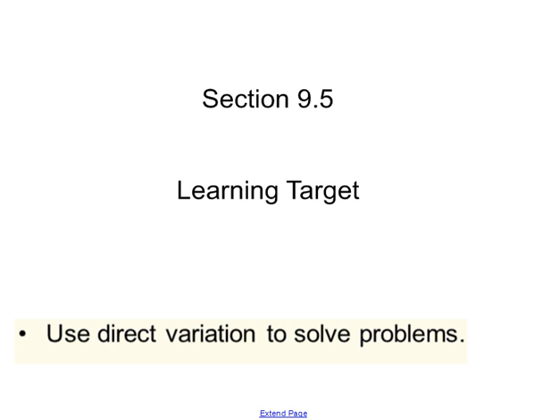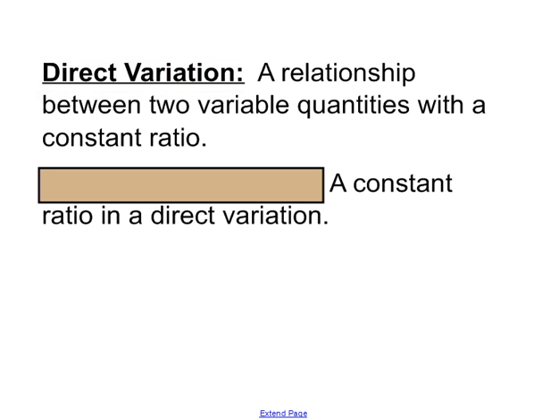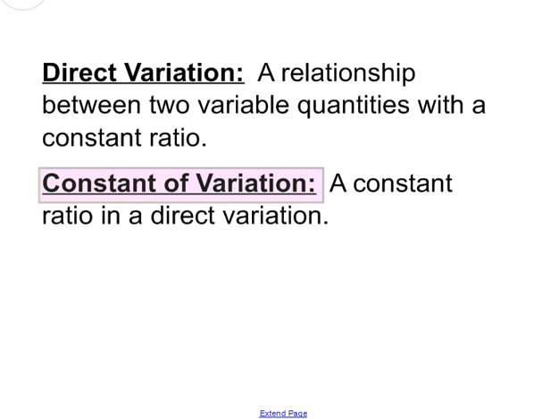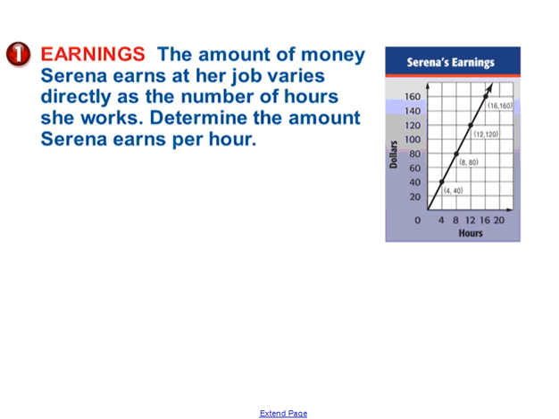Well, we need to define what direct variation is. Direct variation is a relationship between two variable quantities with a constant ratio. The constant of variation is the name we give to that constant ratio between them. Well, let's jump right in and do a problem here.